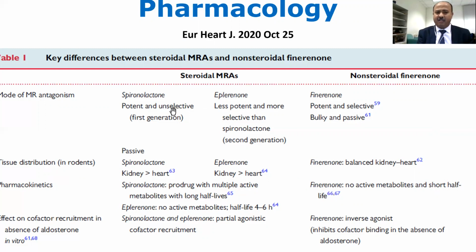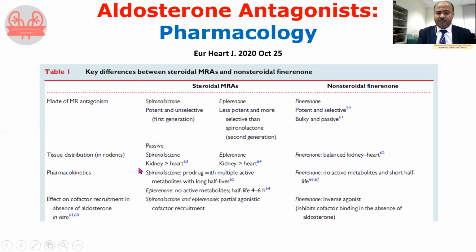Here, if you look, spironolactone is unselective. Eplerenone may be more selective than spironolactone, but here we have high selectivity for mineralocorticoid receptors. If you go to this table, you'll find the pharmacology. Here, spironolactone is distributed in the kidney more than in the heart. This is from in vitro studies and animal studies. Finerenone is distributed in a balanced way between the kidney and the heart. Here, we have a long half-life for spironolactone and a shorter half-life for Finerenone. Finerenone has no active metabolites and a short half-life.